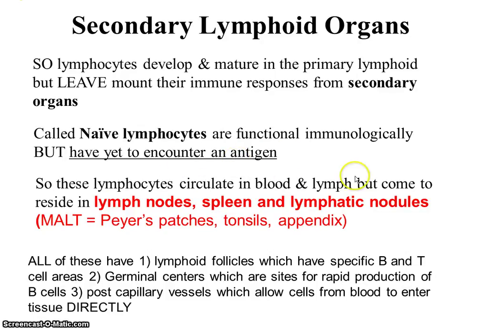So these lymphocytes circulate in the blood and lymph and come to live in lymph nodes, spleen, lymphatic nodules. So that's our secondary lymph organs. So what do these have in common, these secondaries? All of them have lymphoid follicles, sometimes called nodules, but follicles and nodules, same thing, which have specific B and T cell areas. They have a germinal center, which is a site for lots of mitosis. Right? That's what germinal means. They have post-capillary vessels, which allow cells from the blood to enter tissue directly. So again, cells from the blood, which would be other cells to come in and help, or we'd also be big enough to allow pathogens in.